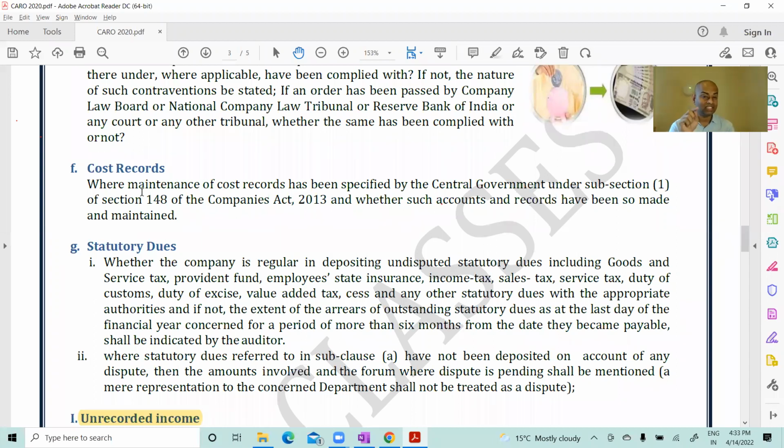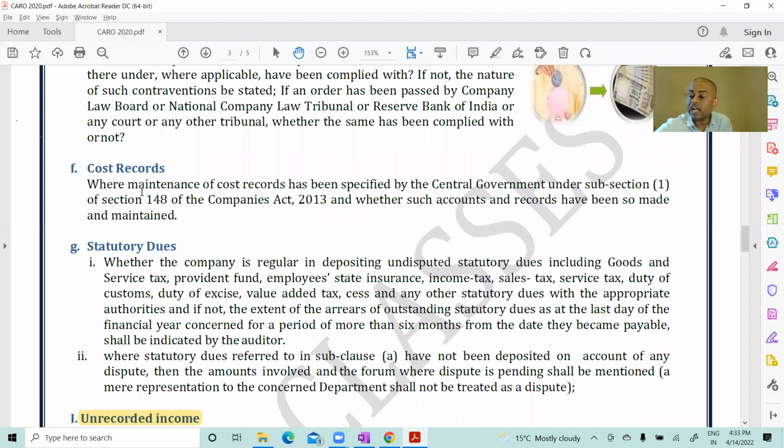Now, whether X Limited is maintaining cost records. Yes. But my dear friends, especially final students, remember, it is not the responsibility of the auditor to verify true and fair cost of production. That is the job of the cost auditor. Who am I? Financial auditor.